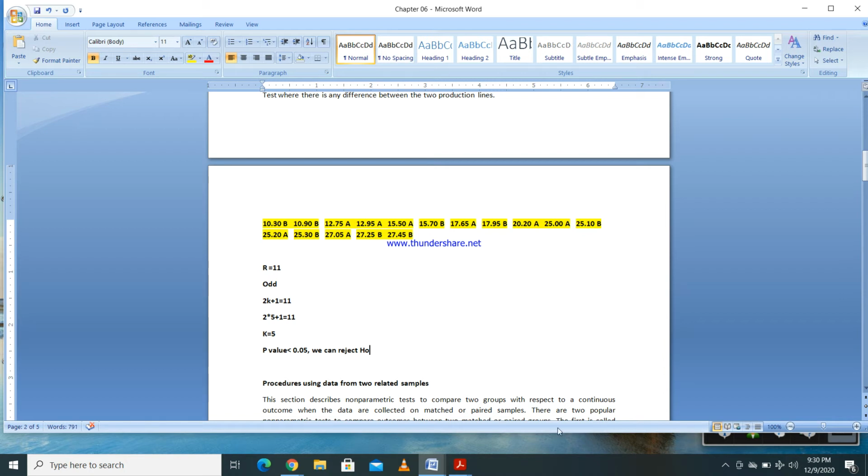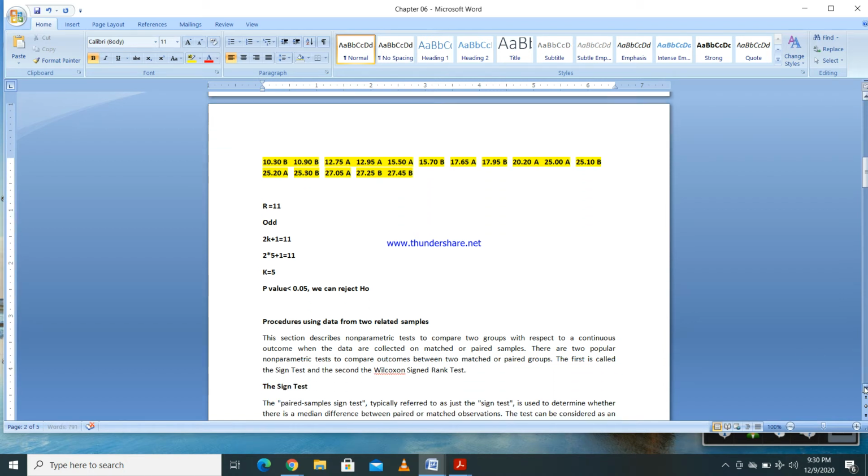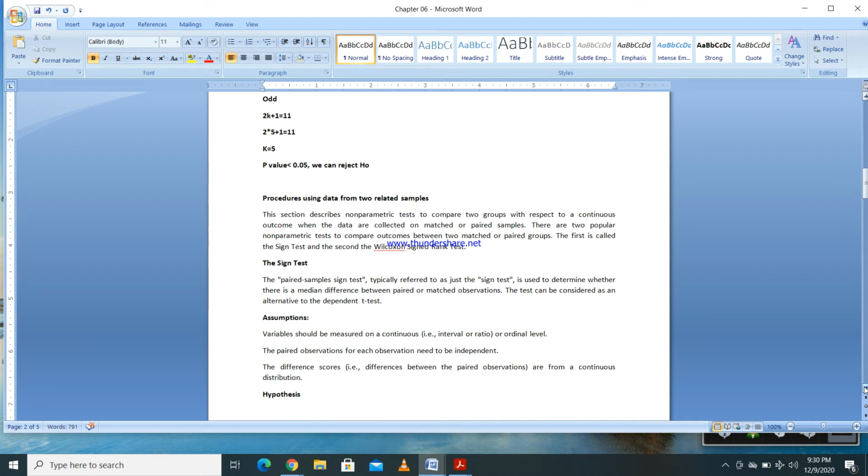And the next procedure is when you want to do testing about two related samples or two dependent samples. So again, we have some non-parametric methods, which are very easy ones. We have the sign test and the Wilcoxon test, which we already discussed when we have one sample. The same process we can apply when you have two dependent samples and you want to conduct a hypothesis regarding its mean.